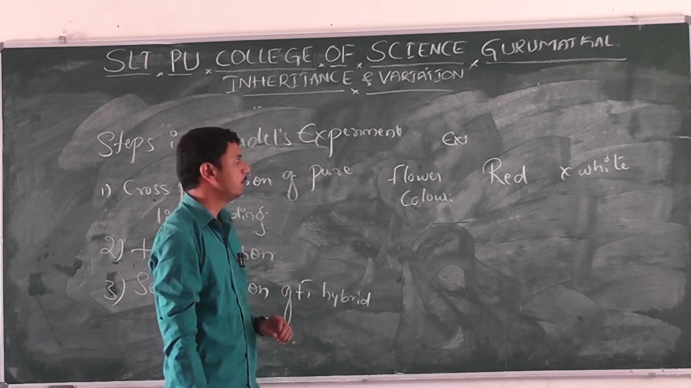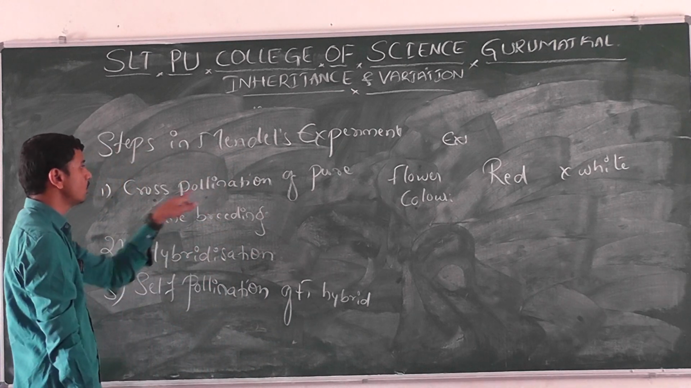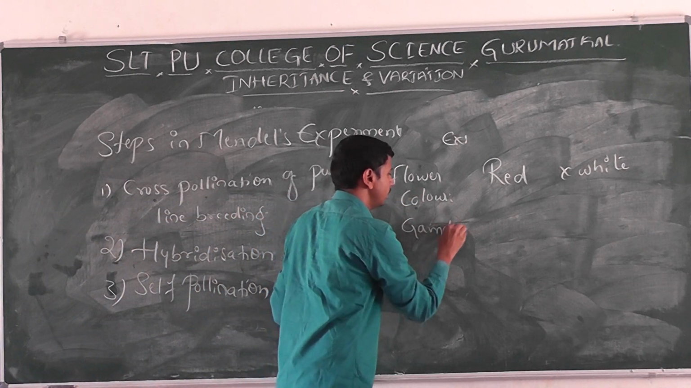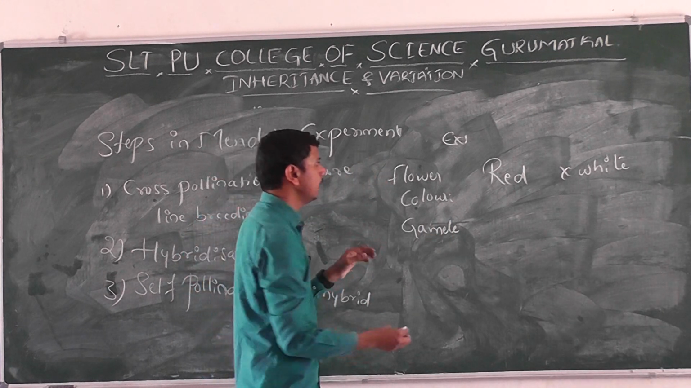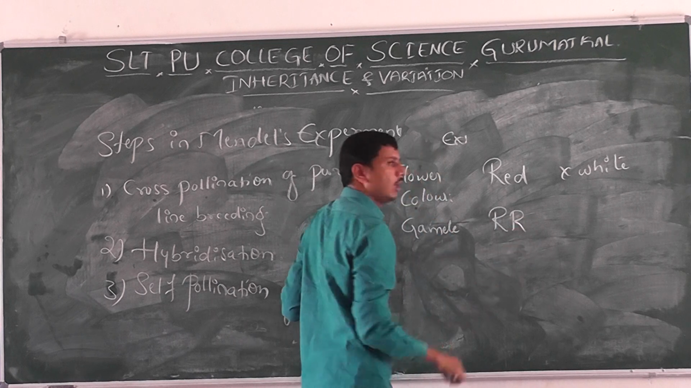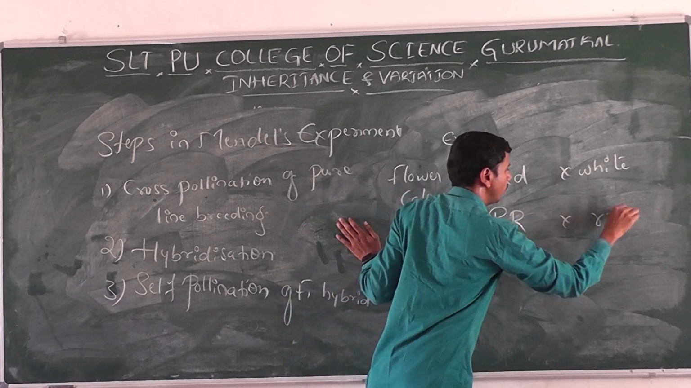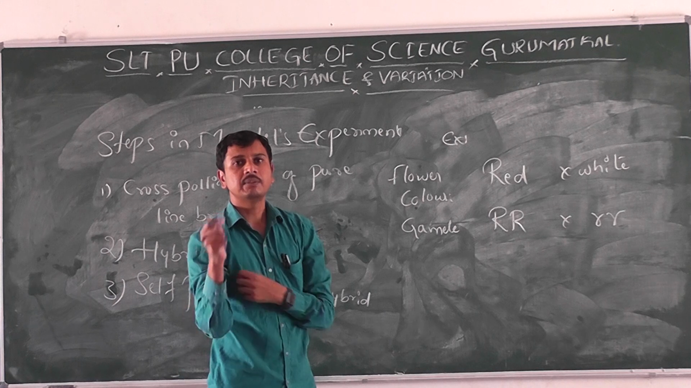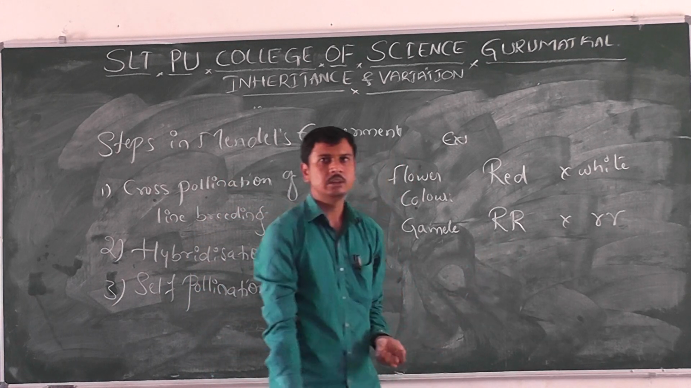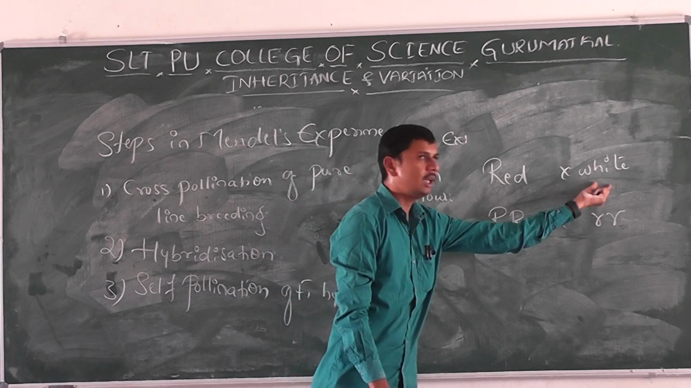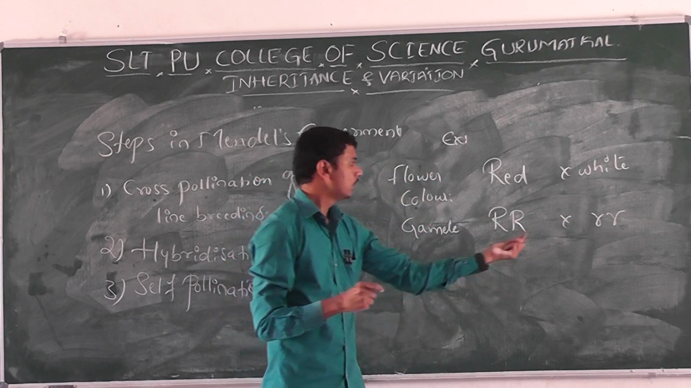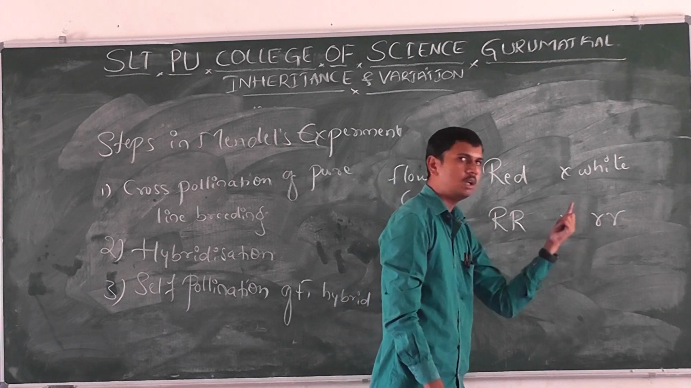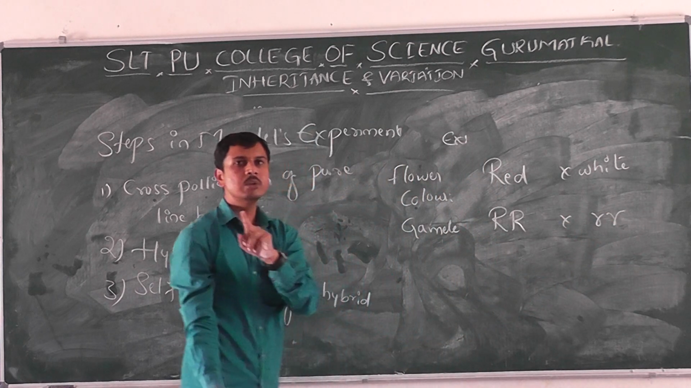Okay, so in this case, what happens? So we are concentrating on the first one, cross-pollination of a pure line breeding. So whatever the gametes or the genotypes we are going to see, for the red we are going to see the capital R, and for the white we are going to see small r. We call them pure line breeders, because that flower contains the homozygous genes, either red or white. Capital R, these are the homozygous genes, and the small r, these are also the homozygous genes.